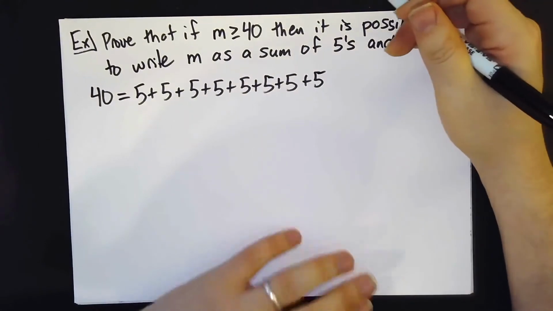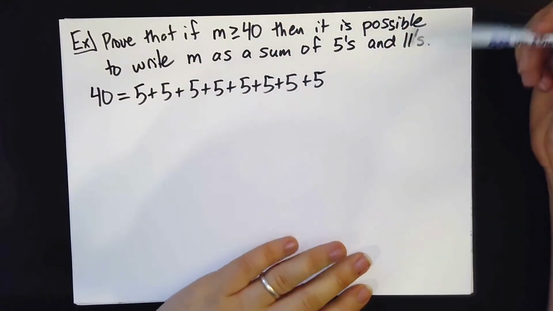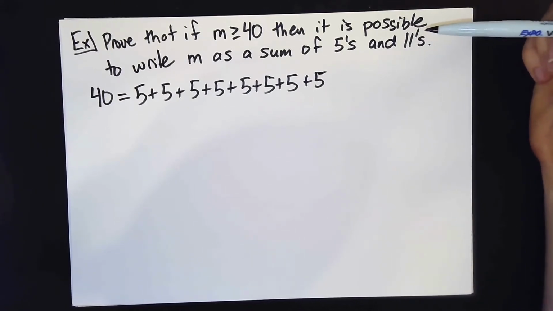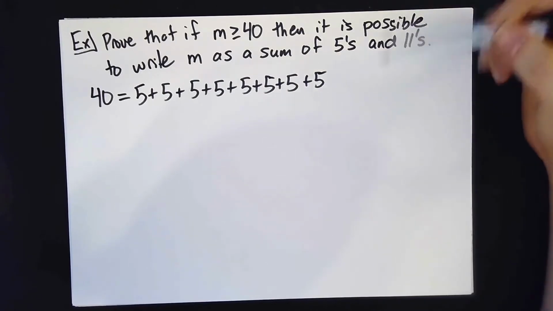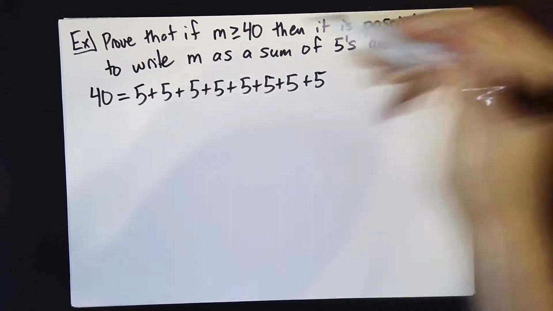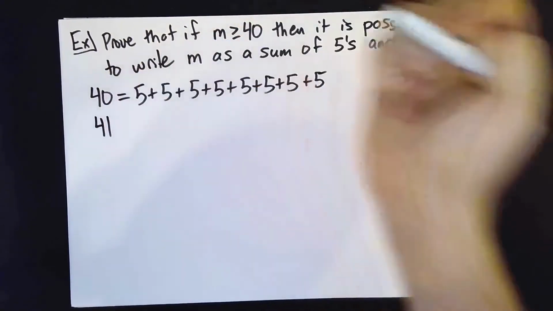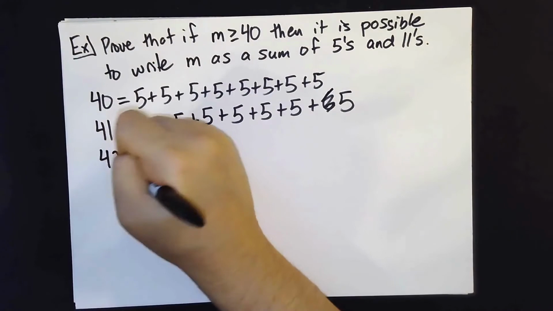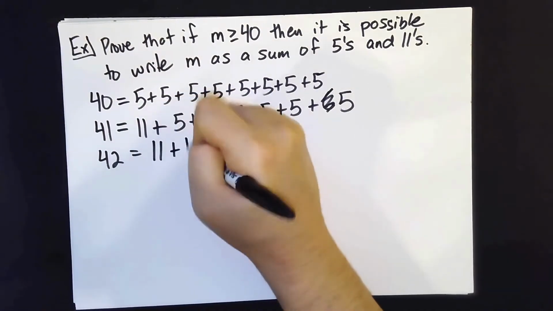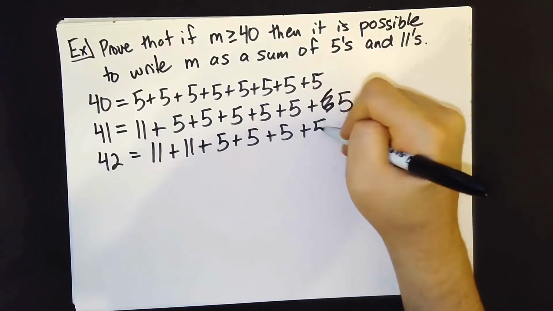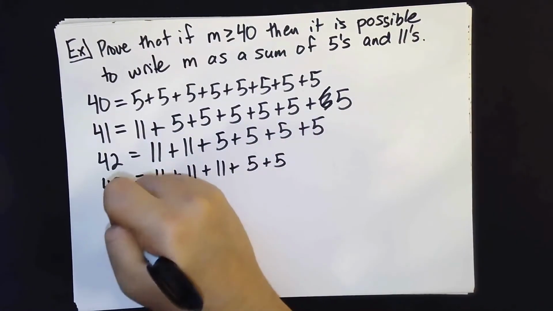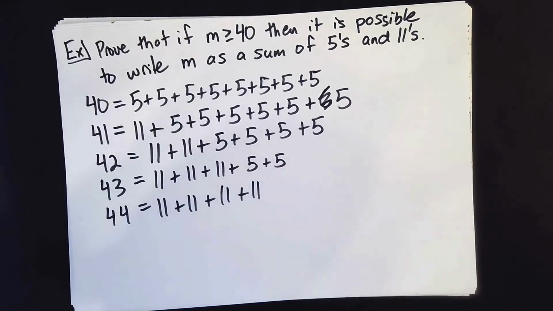The origin of this question, by the way, people usually frame this in terms of making postage with 5 and 11-cent stamps. However, stamps aren't really worth cents much anymore, so I just went ahead and just said we're just adding these numbers together. Likewise, if I wanted 41, I could take an 11 and then 6 5s. Or if I wanted 42, I could take 2 11s, and then 4 5s. Or 43, 3 11s and 2 5s, or 44, 4 11s.